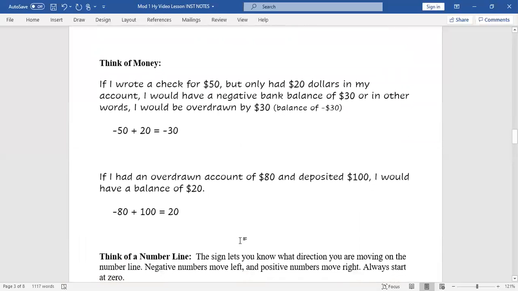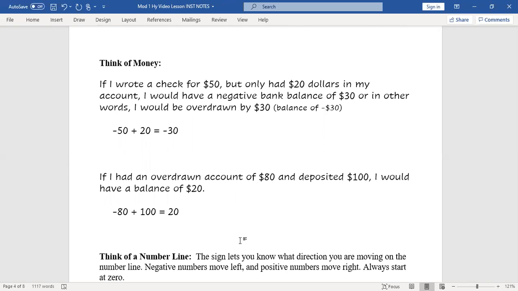Again, you can think of money. If I wrote a check for $50, but only had $20 in my account, I would have a negative bank balance of $30. Or in other words, I would be overdrawn by $30 or a negative $30 balance. An equation with integers would be -50 plus 20 equals -30.